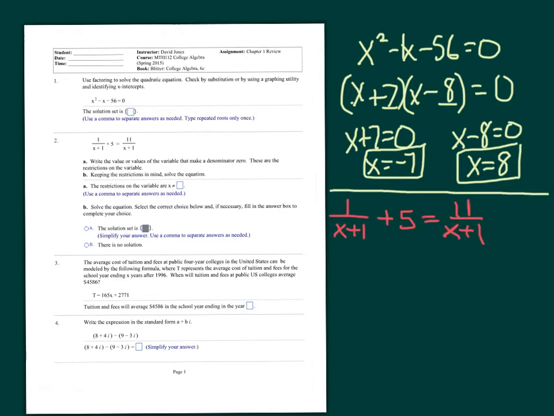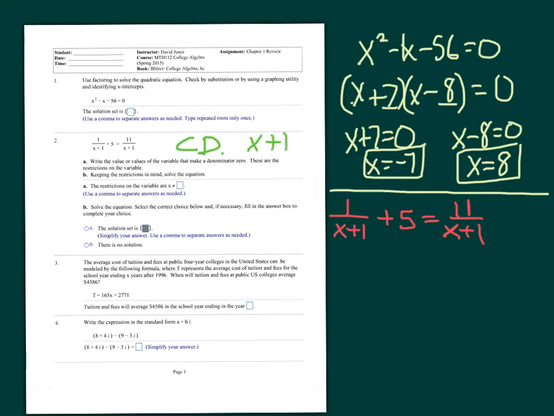Okay, number 2, we've got 1 over x plus 1 plus 5 equals 11 over x plus 1. Anytime you've got an equation with a bunch of fractions, the easiest thing to do is to get rid of those fractions by multiplying by a common denominator. And the common denominator, in this case, since x plus 1 is a denominator in the first term, 1 is a denominator in the second term, and x plus 1 is a denominator in the third term, is x plus 1.